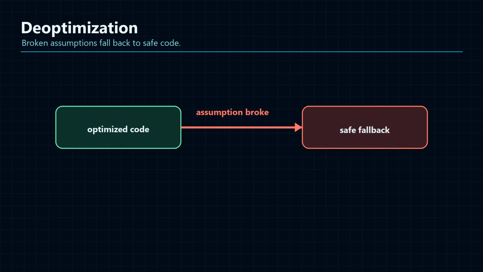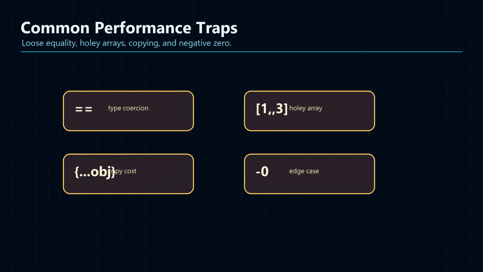But JavaScript is dynamic. If objects keep changing shape, or the same code sees many different types, the engine loses confidence. Optimized code can be thrown away. This is called deoptimization. There are also small performance traps. Triple equals is usually easier to optimize than double equals because there is no type coercion. Holey arrays, repeated object copying, and -0 can also create hard cases.